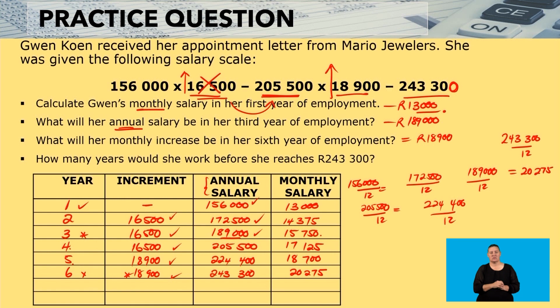Question number 4. It says, how many years would she work before she reaches 243,300? Before she reaches this, how many years does it take? It took her 6 years for her to reach 243,300.